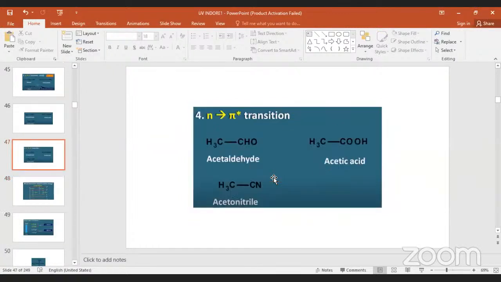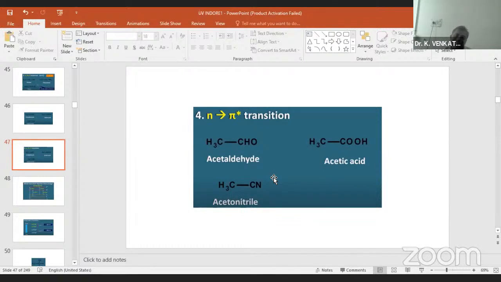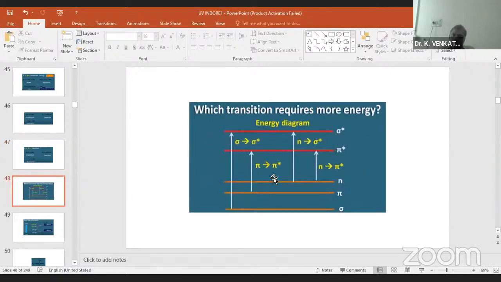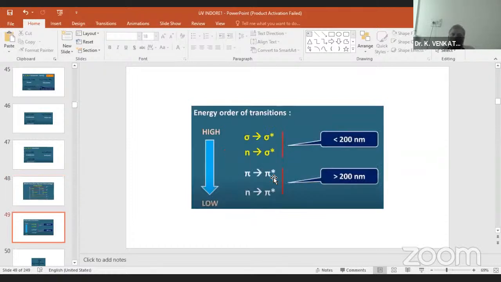In an aldehyde, pi to pi star transition is not possible, because only a C double bond O is present, not a carbon-carbon double bond. For the C double bond O, only the n non-bonding transition occurs, not the pi transition. Both types of transitions are possible. Correct, ma'am. So energy order.